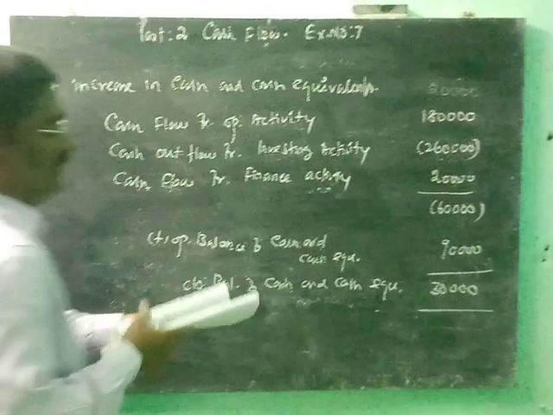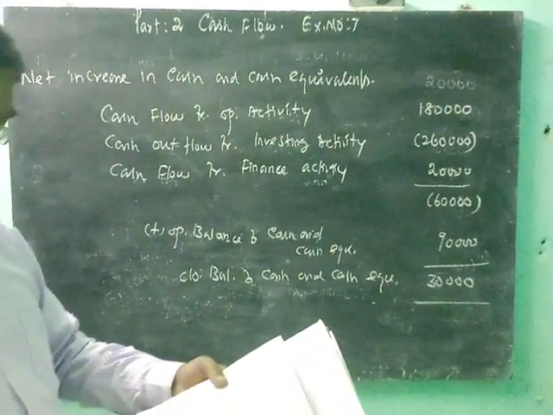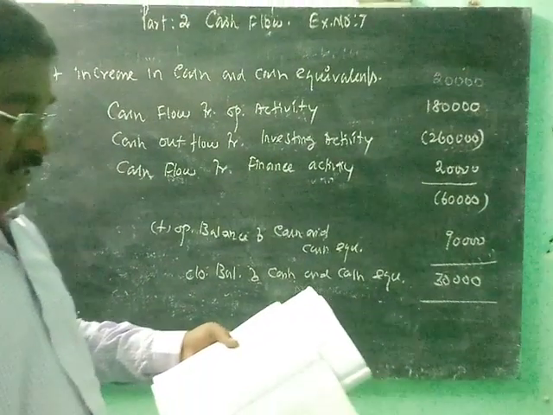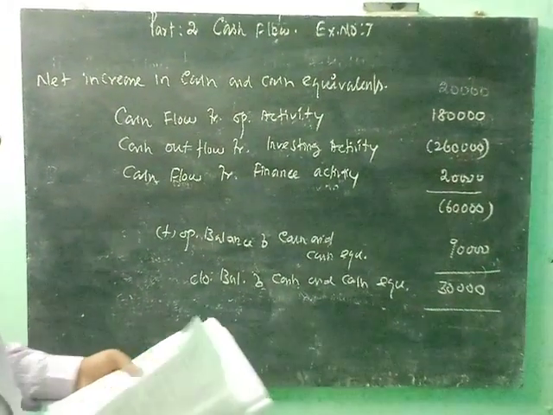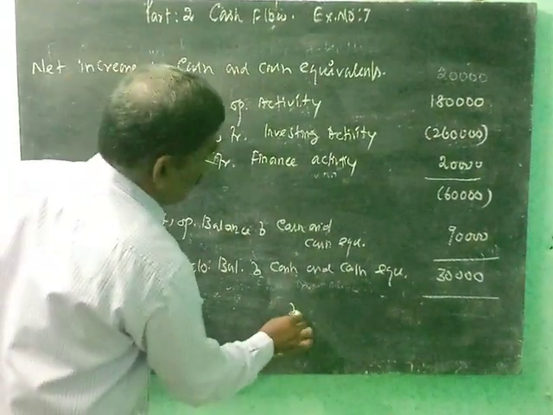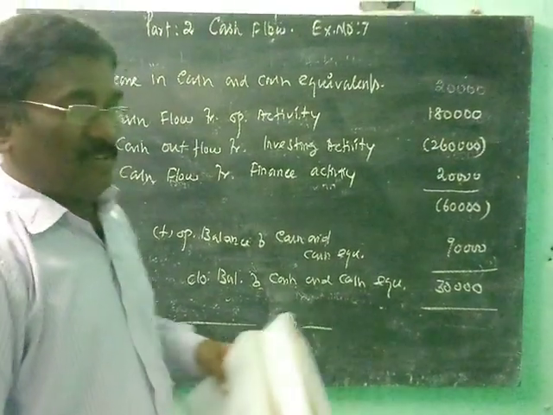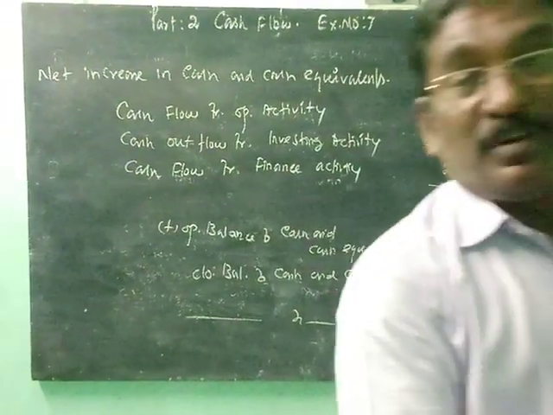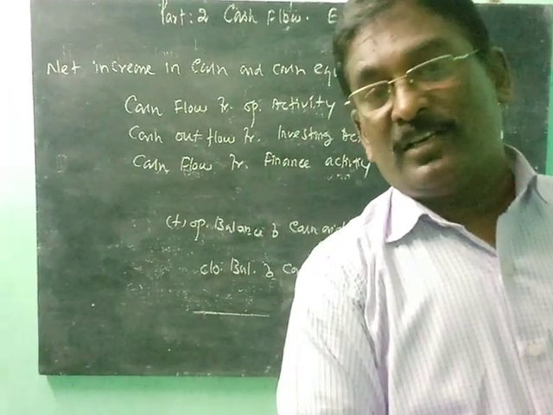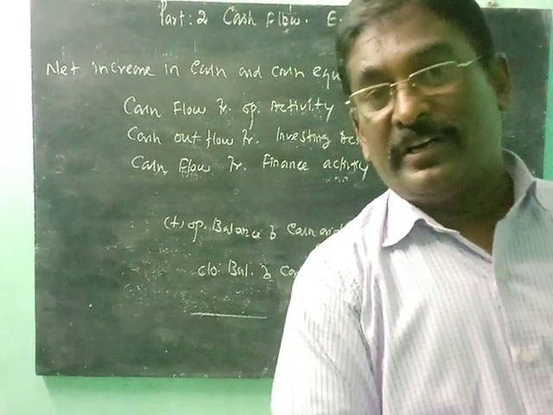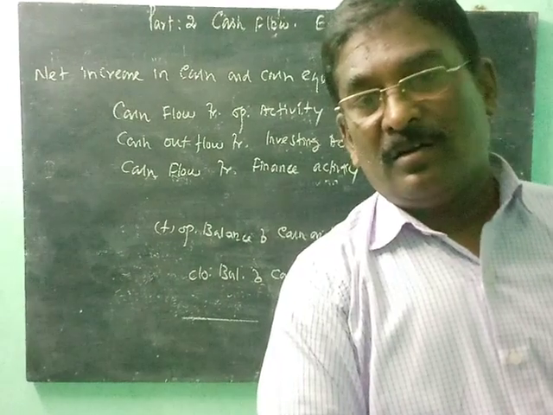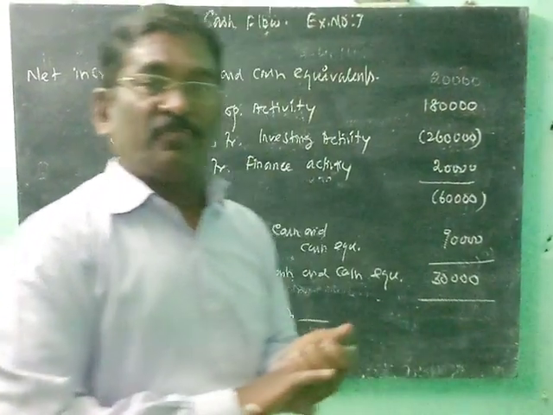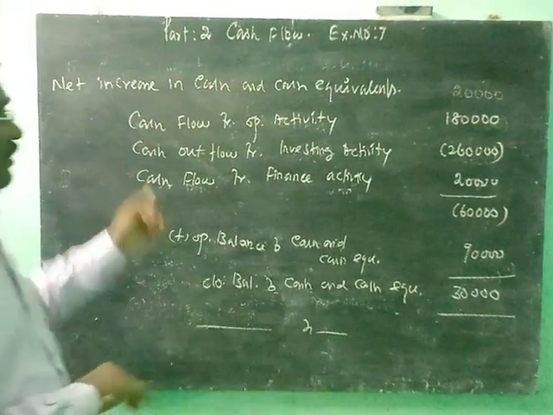You check in the balance sheet. The opening balance is 90,000 given for March 2016, and 30,000 for March 2017. So this is the full-fledged cash flow statement. You must calculate. First you diagnose the problem. Then first calculation, net profit before tax and extraordinary income. Then operating activity. Then investing activity. Finally financing activity. After that the conclusion.